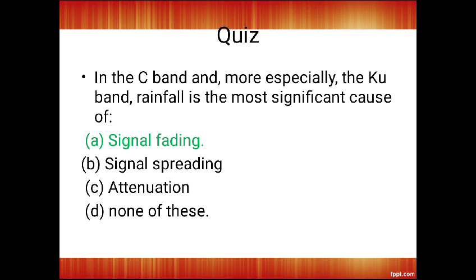So based upon this, we will have some quiz questions. In the C band and more especially the Ku band, rainfall is more significant: signal fading, signal spreading, attenuation, or none of the above. So the answer is signal fading.